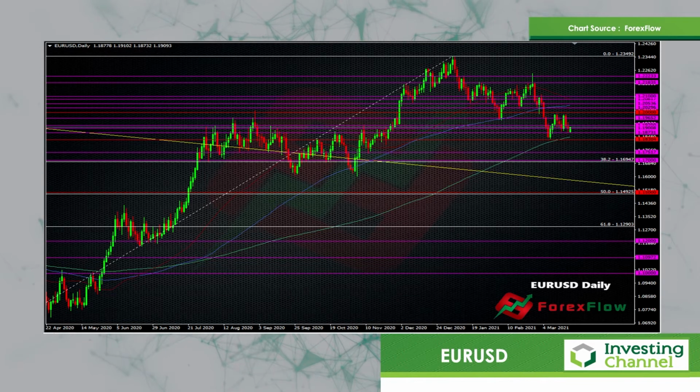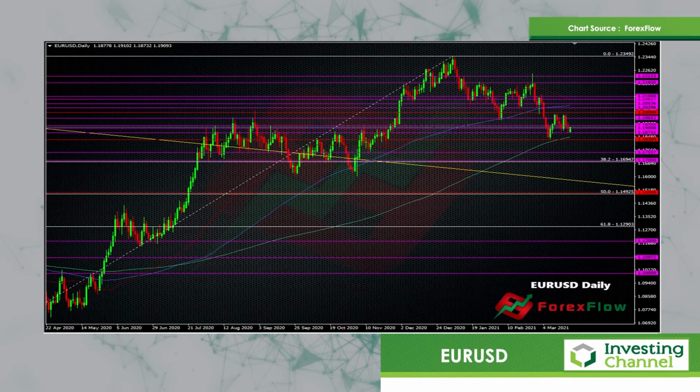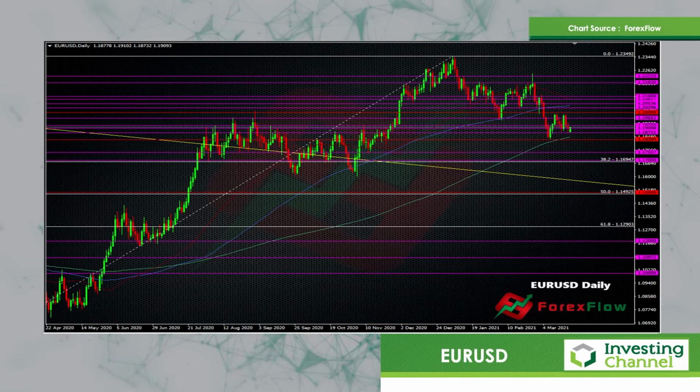And so we've seen this 10 level. I'm not sure why it's suddenly a level, but it is, and it's having a say in things. And this morning, again, we've just touched it some 10 minutes ago, and we're stuck below. So in this range, 118.30, 120, we've got this 119.10 area.